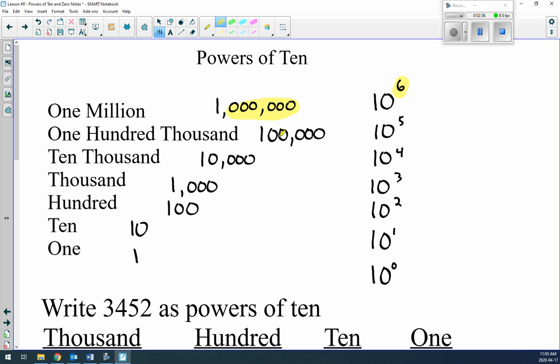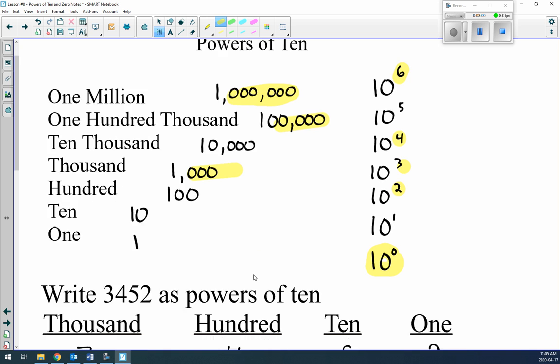So 100,000, how many zeros are there? There's 5, so 10 to the 5. 10,000, 4 zeros. 10 to the 4. 1,000, 3 zeros. 10 to the 3. 100, 2 zeros. 10 to the 2. 10, 1 zero. 10 to the 1. 1, how many zeros? None. 10 to the 0. Oh, okay, yeah, we know that rule. Anything to the 0 is 1. So there's another way that proves it based on powers of 10.